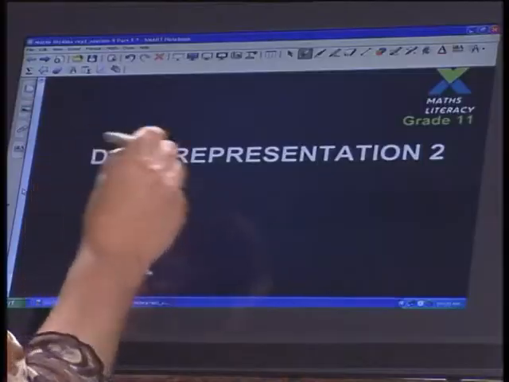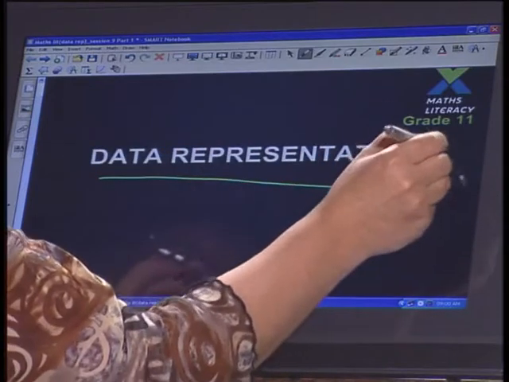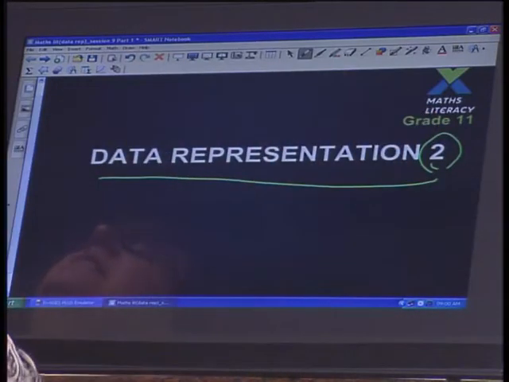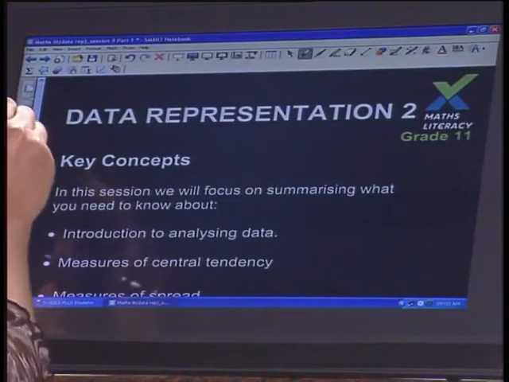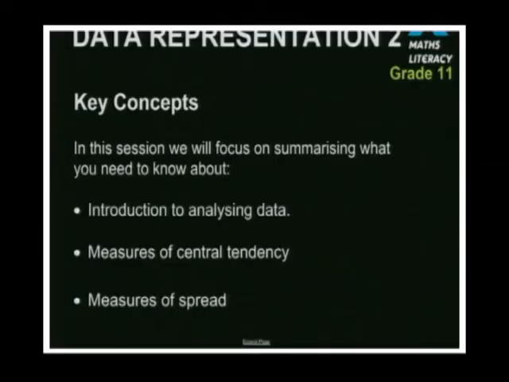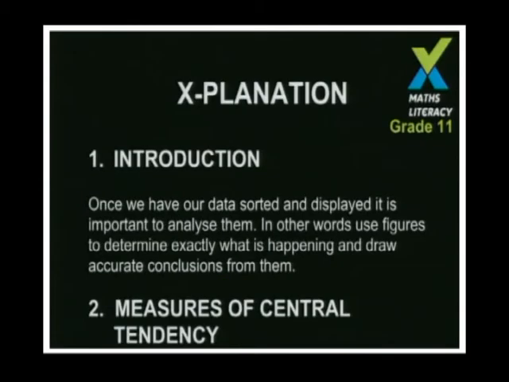Today we're going to be dealing with data representation, and it is the second part of our series. Last session we discussed data and how we get data collected and how we display it. Today we're going to be dealing with analyzing the data. So let's first go through what our key concepts are for today. In this session we'll focus on summarizing what you need to know about the introduction to the analysis of data, measures of central tendency, and the measures of spread. Right, let's go through and see what we've got.